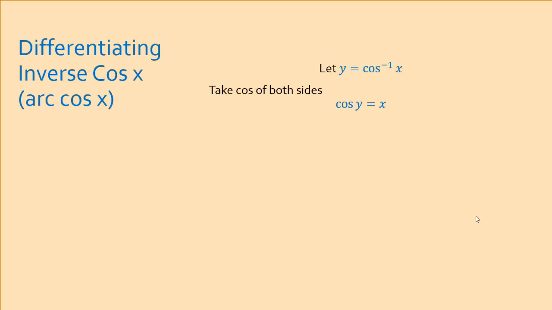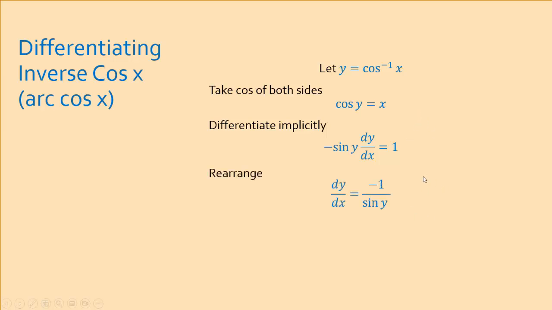We now need to differentiate this implicitly. So the differential of cos y is minus sine y, but because we're differentiating implicitly, we need a dy by dx at the end of it. And the differential of x is simply 1. Now from here we can rearrange to make dy by dx the subject, and dy by dx will equal minus 1 divided by sine y. Okay, we're going to take these two results over to the next slide because we're going to be using them.